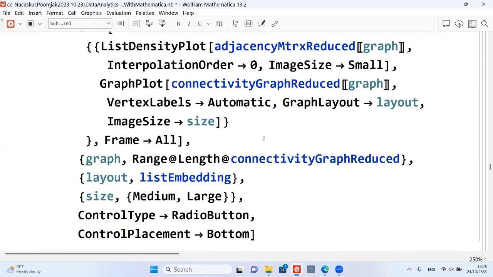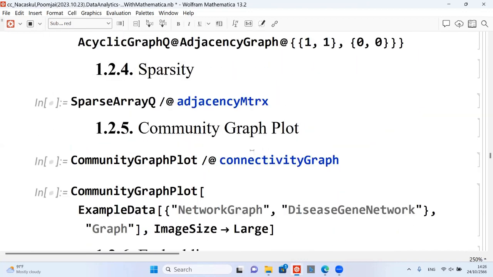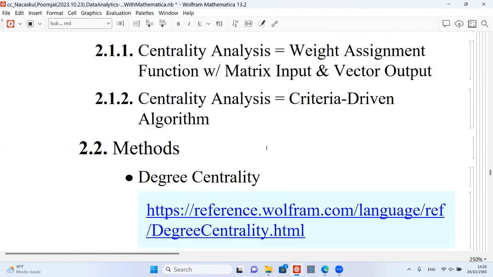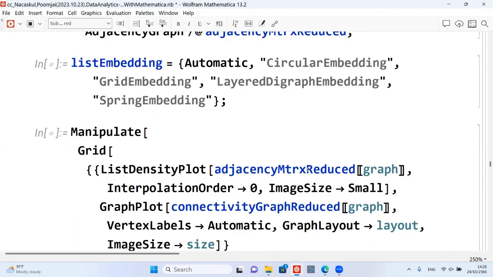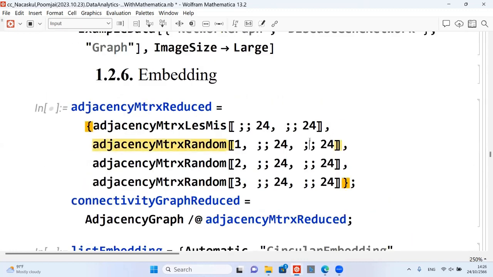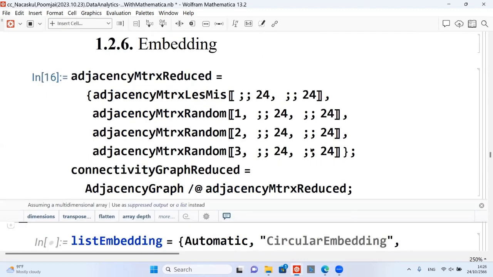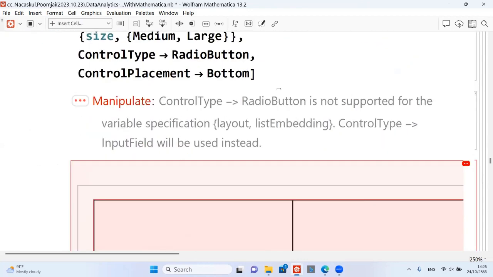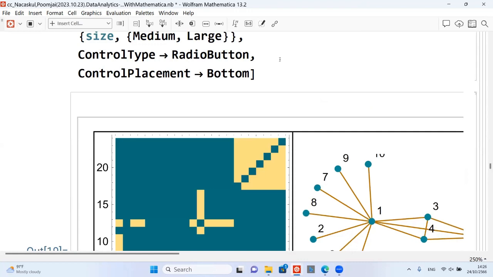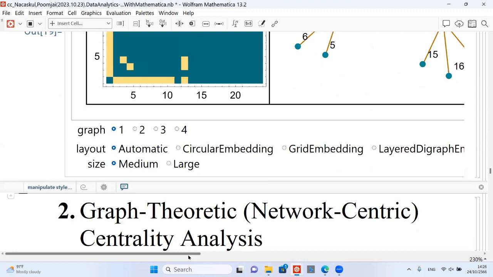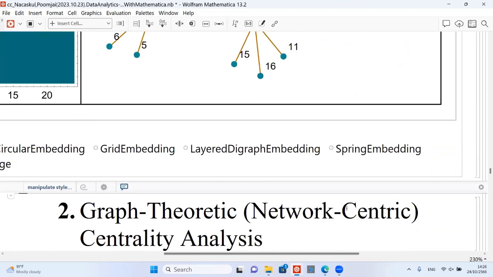Where are we? What did I say? Neighborhood, neighborhood. Where are we? Okay, so you just do enter, keep going enter.